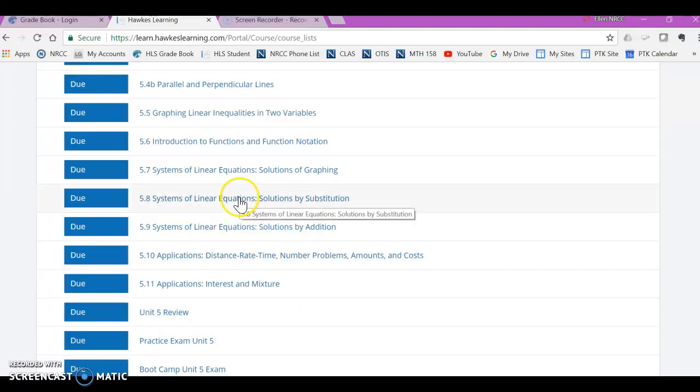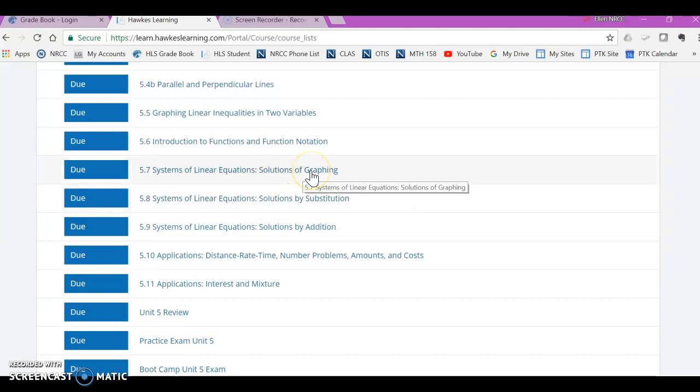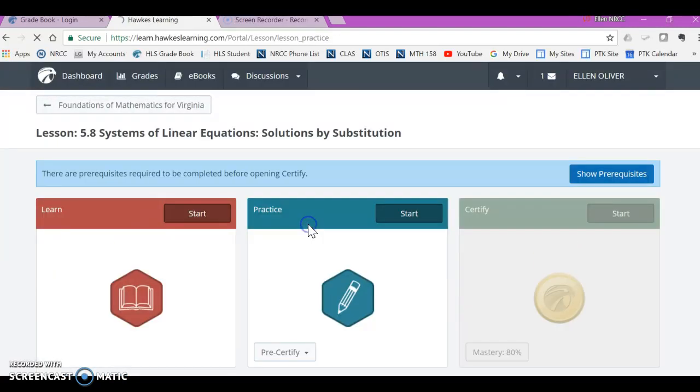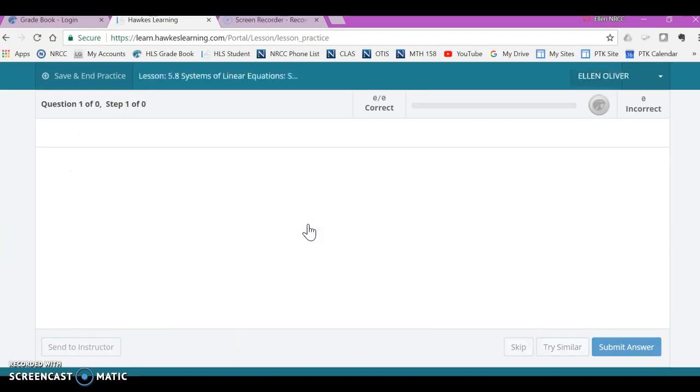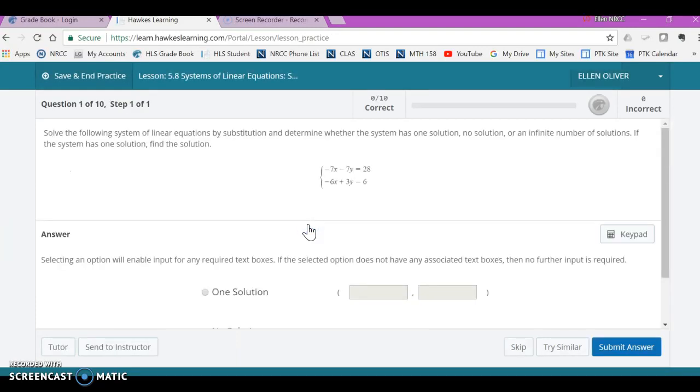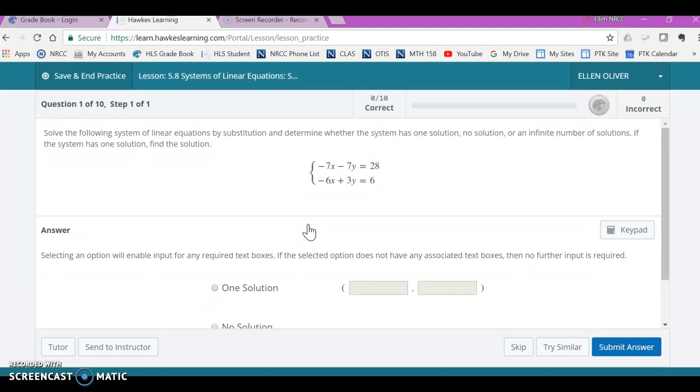Hello, students. Now we're going to talk about systems of linear equations, solutions by substitution. We did solutions by graphing last video, and we'll do solutions by addition next video. So substitution is pretty easy once you understand it, and a lot of times students use this method all the time, even in the next section, which is perfectly fine. Just that sometimes it's easier to do it with the next method. It just depends on how it's set up.